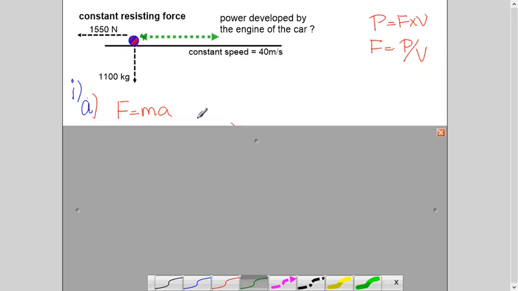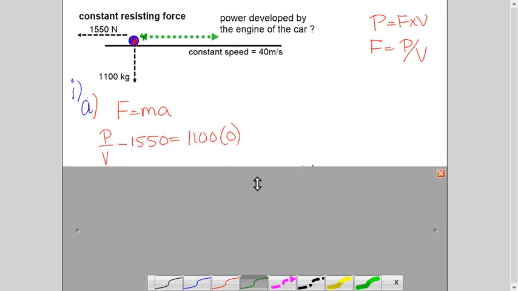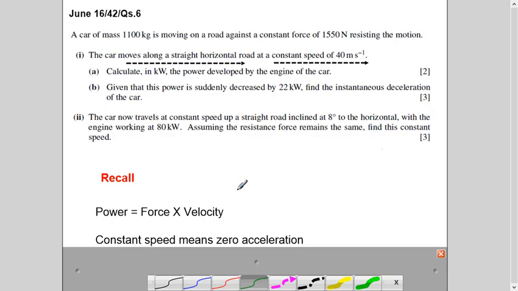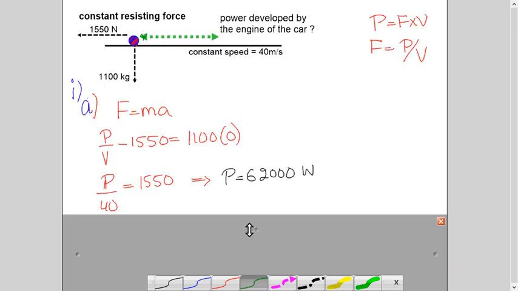Applying Newton's second law of motion, F equals ma. From the power equation, force into velocity, if you make force the subject, it will be power divided by velocity. So forward force minus backward force is equal to mass into acceleration. Because it is moving with constant speed, acceleration will be zero. Power we have to find out, velocity is given to us, which is 40 meters per second. So we'll substitute the value here and you will calculate the power. So this was part number one of the question, calculate the power developed by the engine of the car. All this information I have put up here.